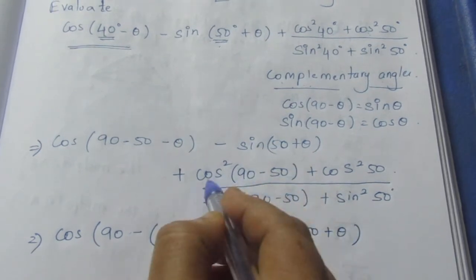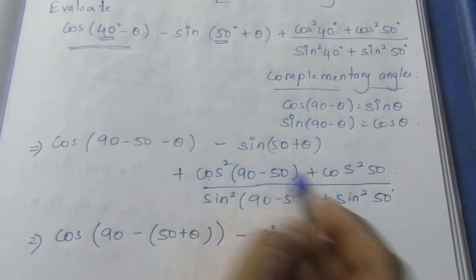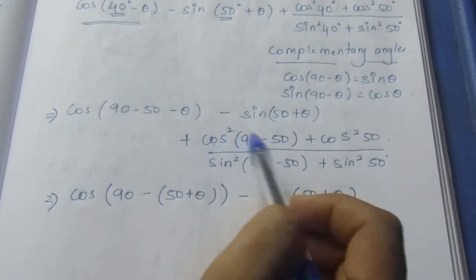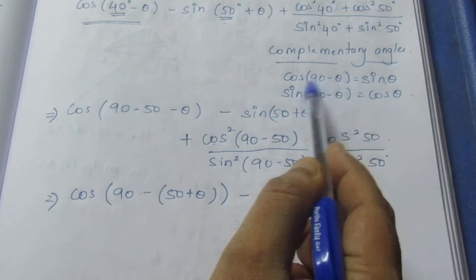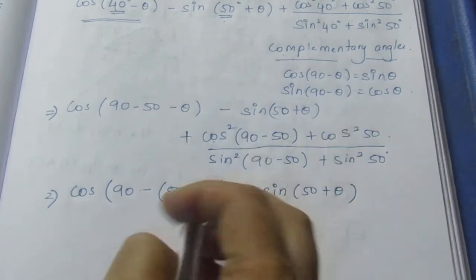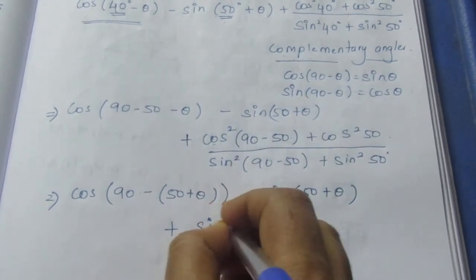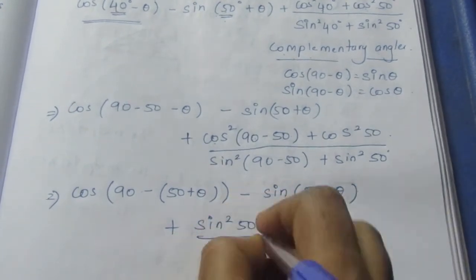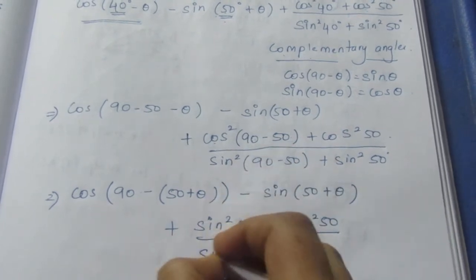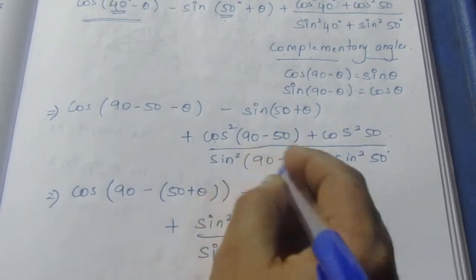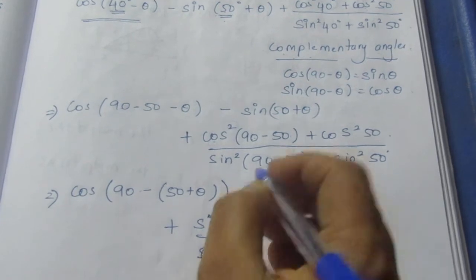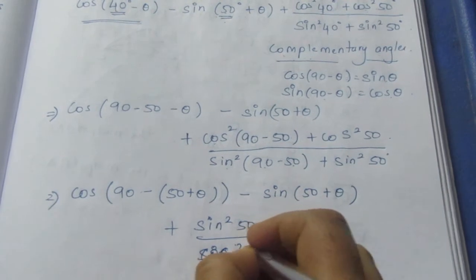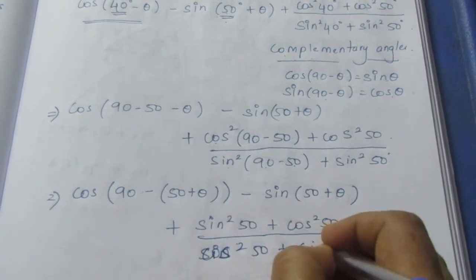Now this cos 90 minus theta, though it is square or cube, any value, you can change that to a complementary angle. And here cos 90 minus theta is nothing but sin theta. So as it is square here, we need to write this to be sin square 50 plus cos square 50 by, sorry, here sin square 90 minus theta will become cos theta. So cos square 50 plus sin square 50.